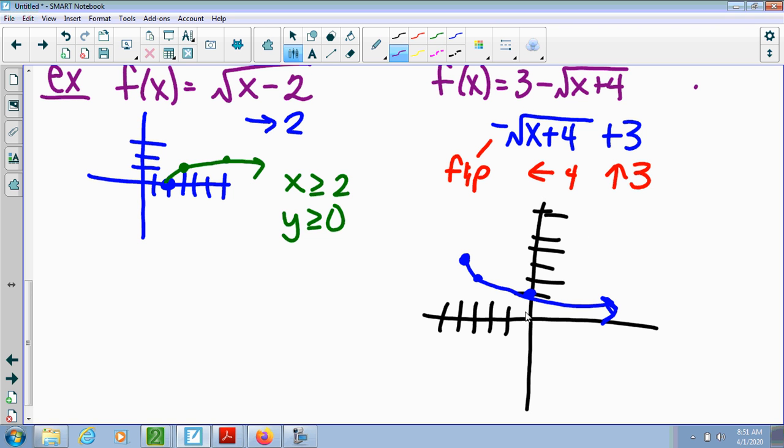Check it. Did I get that right? Over 4, up 3. That's where I started. Down 1, over 1, down 2, over 4.